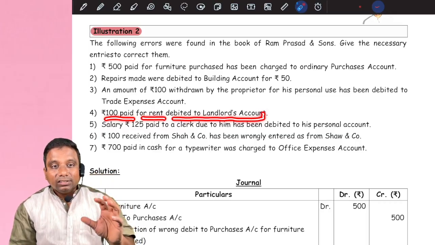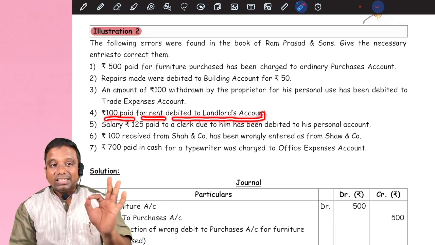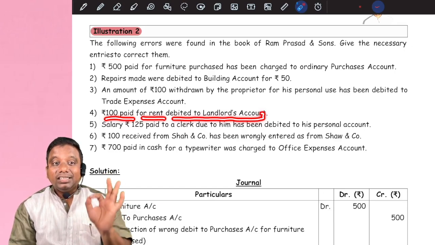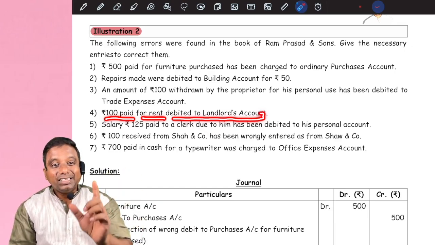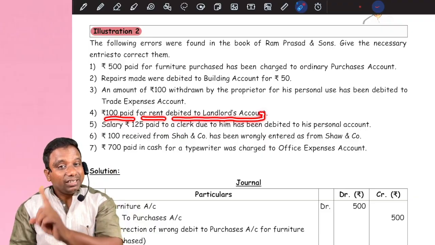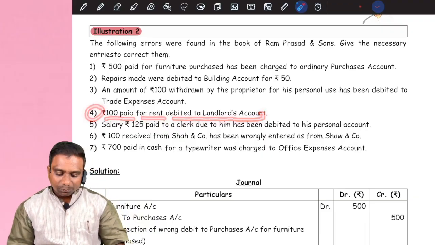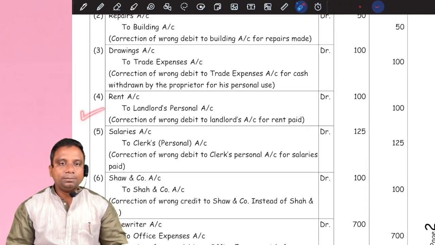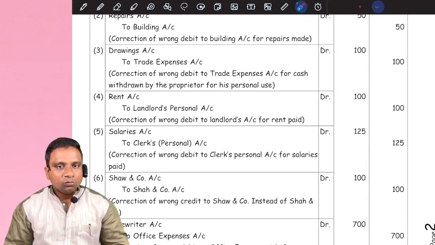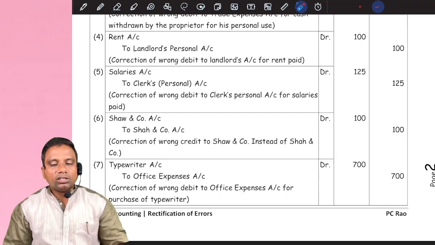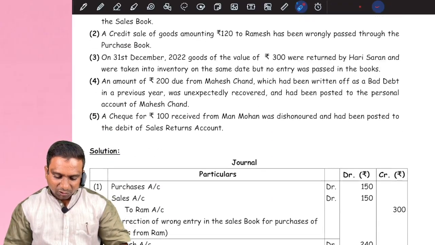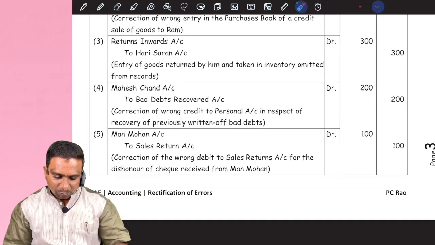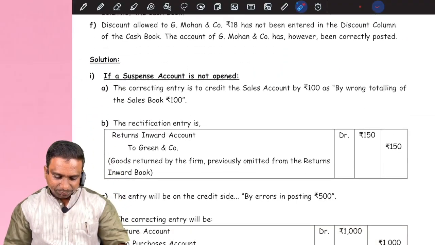Here it is a stage 1 error. Here it is possible to record a rectification entry. That's why for the fourth one here we have recorded a complete rectification entry. Observe carefully, complete rectification entry. So if it is possible to record a complete rectification entry, then you can write it down. Let me take one more example here.